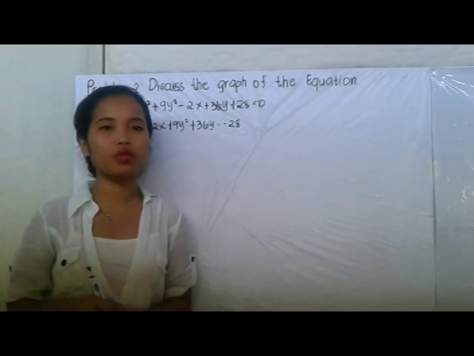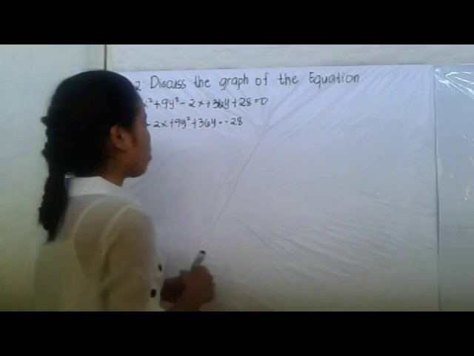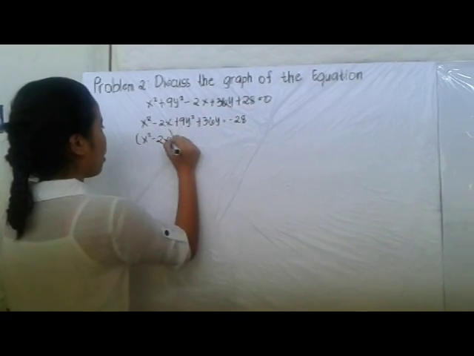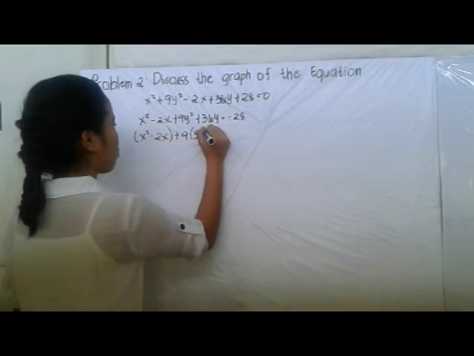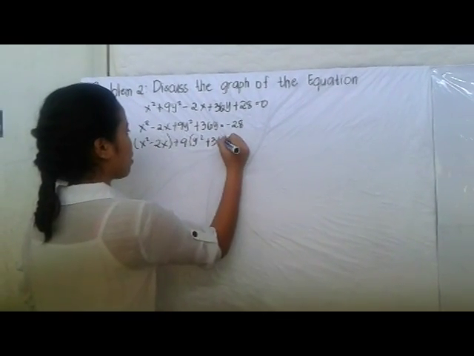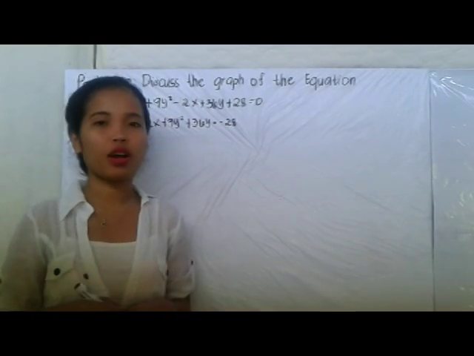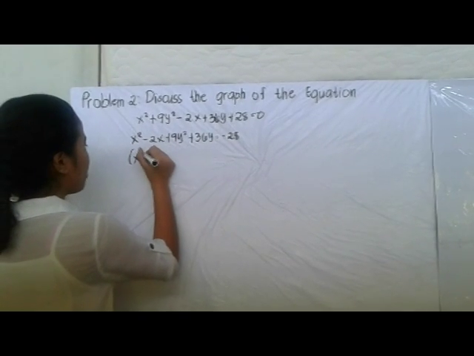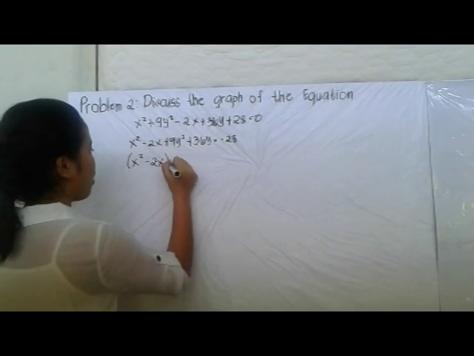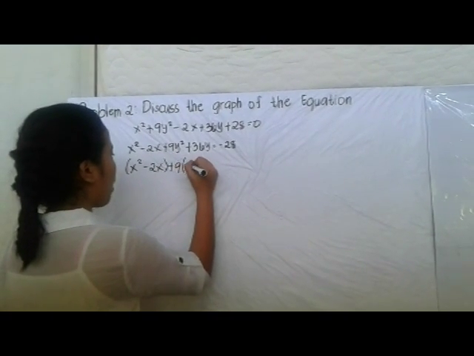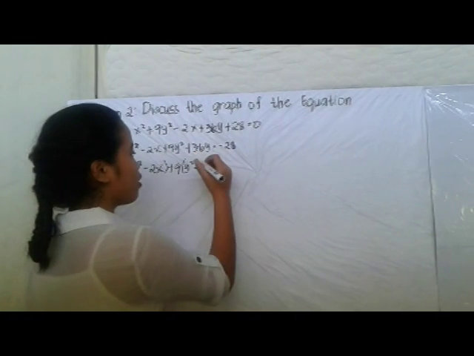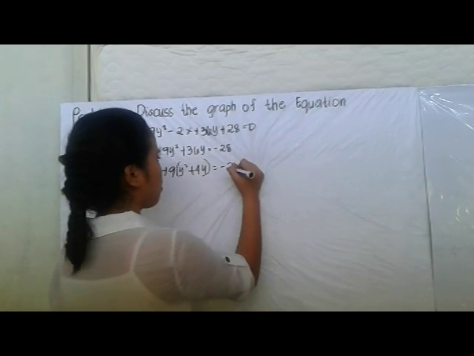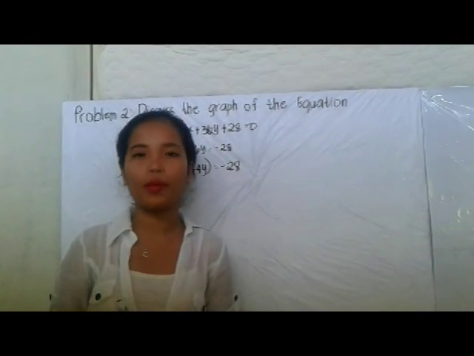Then next we have to factor our x and y terms. So we have x squared minus 2x, then our y terms, 9y squared plus 36y, factoring out 9, so 36 divided by 9 is 4, so 9 times y squared plus 4y, is equal to negative 28.